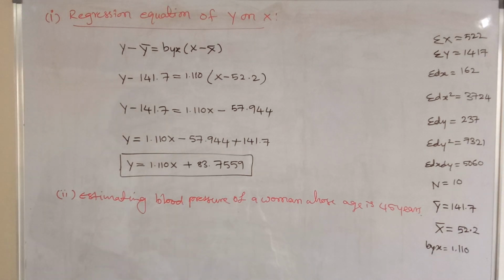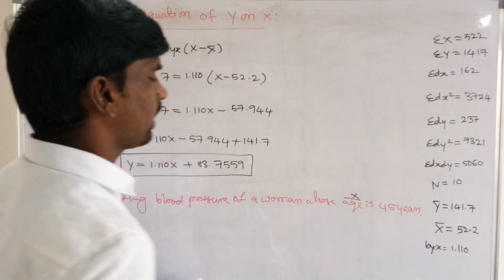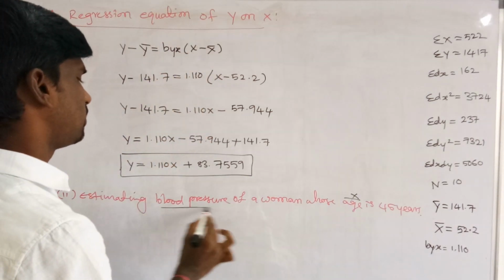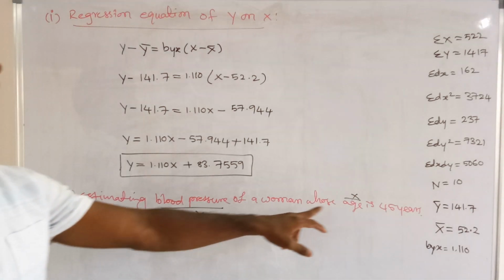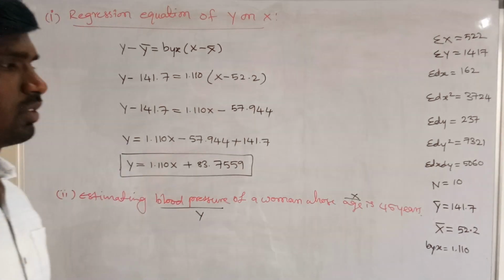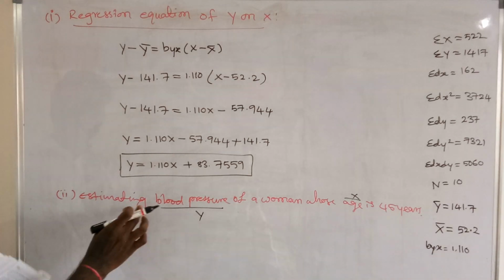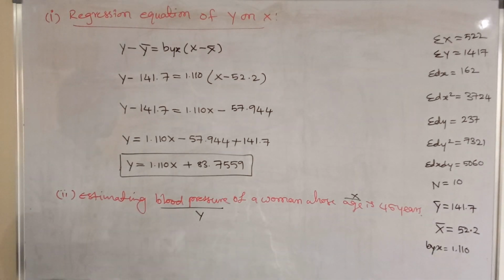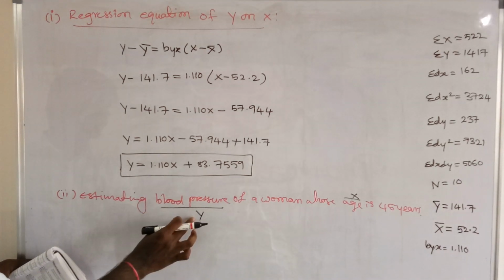Here already we know that the age is x and blood pressure is y. Here we have to estimate the y when the x is 45 years. So it is very simple to estimate the blood pressure using these values. So we have to estimate the y.